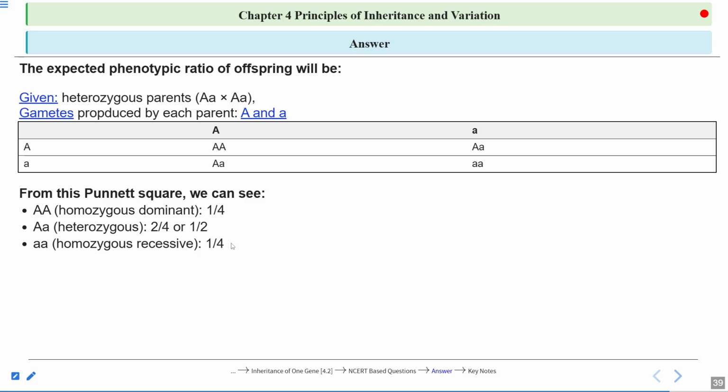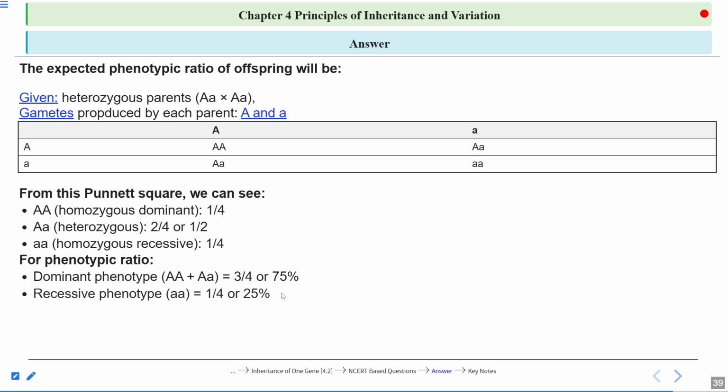So this is a 1:2:1 ratio. So the genotypic ratio is 1:2:1. And you can see the phenotypic ratio here is 3:1. In the phenotypic ratio, the dominant phenotype will consist of capital A capital A and capital A small a. So these are 3/4 or 75%, and the recessive phenotype will be small a small a. This is 1/4 or 25%. So the phenotypic ratio here will be 3:1 and the genotypic ratio will be 1:2:1. Okay, so 3:1 dominant to recessive.